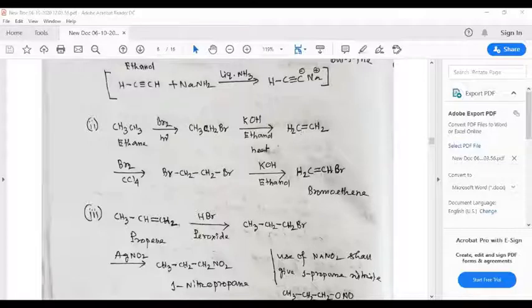Now when ethene is brominated in carbon tetrachloride, an addition reaction occurs and 1,2-dibromoethane is obtained. When 1,2-dibromoethane is treated with ethanolic potassium hydroxide, there is an elimination, dehydrobromination reaction. So one hydrogen and one bromine will go out and bromoethane will form.